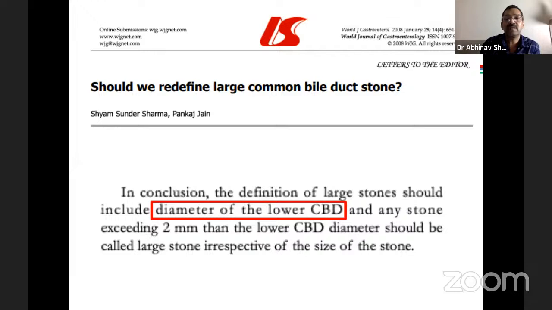duct stone? Earlier, stones more than 1 centimeter used to be considered very large, but nowadays, utilizing these techniques, we can remove even a stone up to 2 centimeters very easily without the need of any further equipment.